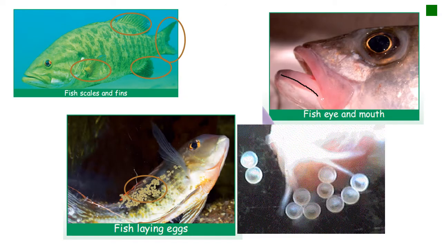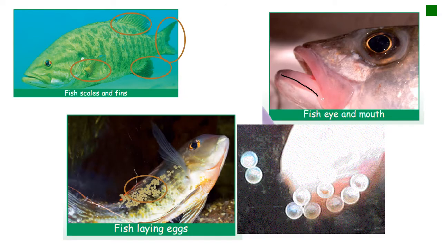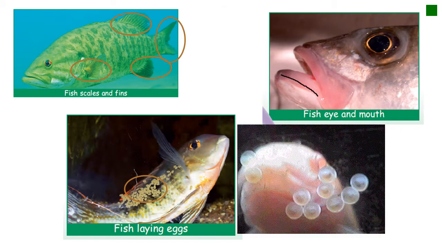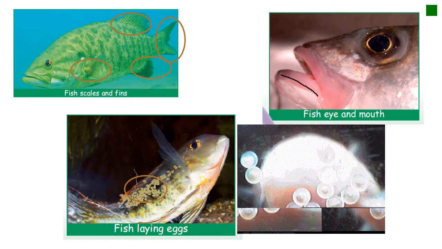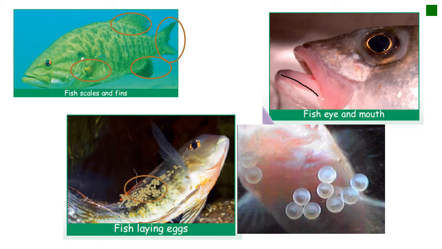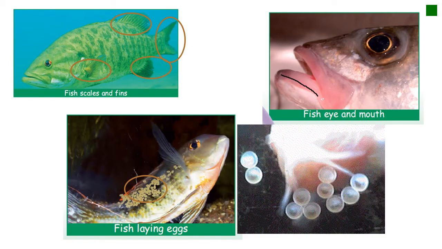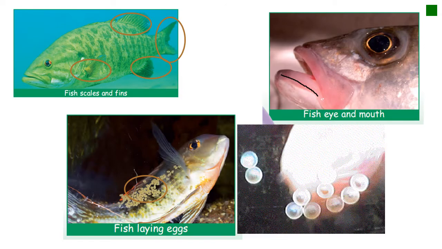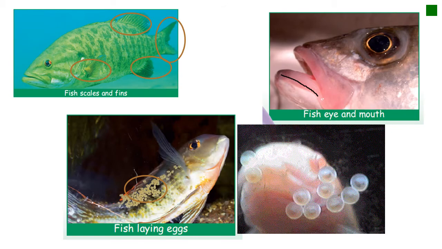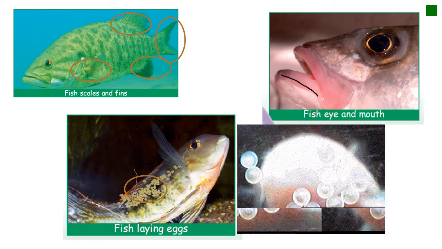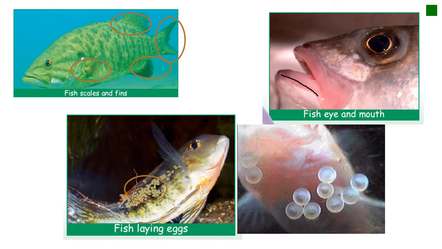I'm going to ask you some questions. What covers the body of a fish? Scales, right? Scales can be disconnected, by the way. We can remove the scales from the fish skin. Do fish have legs? No, of course not. What do they have instead of legs? They have fins and a tail.